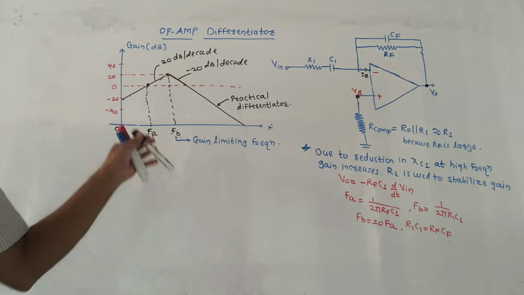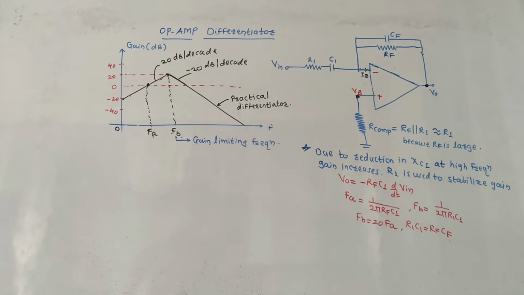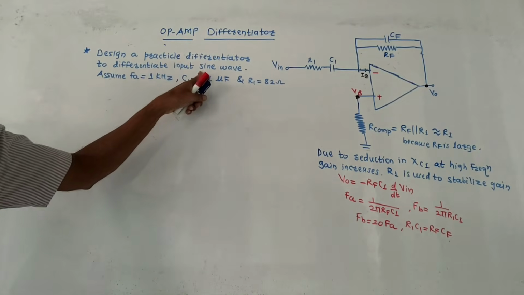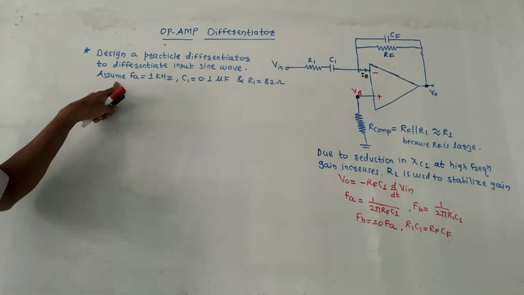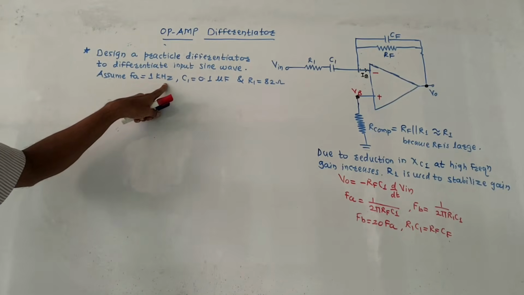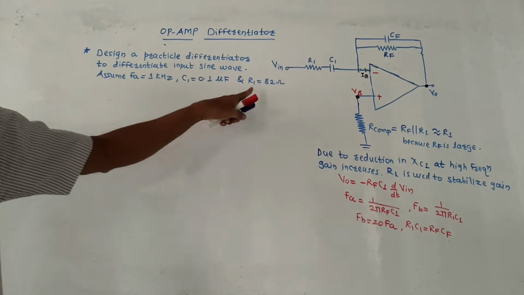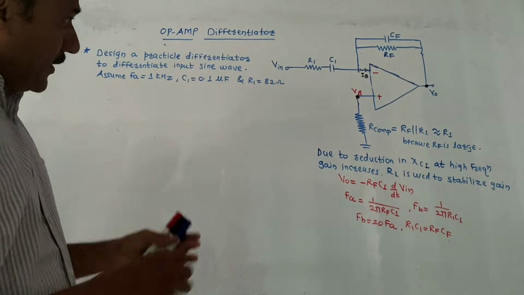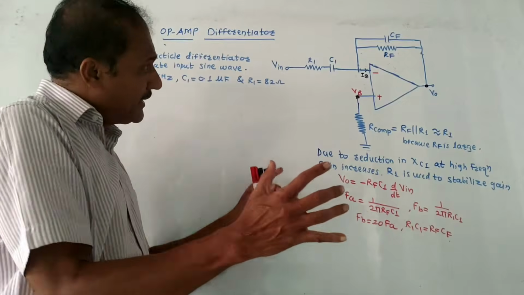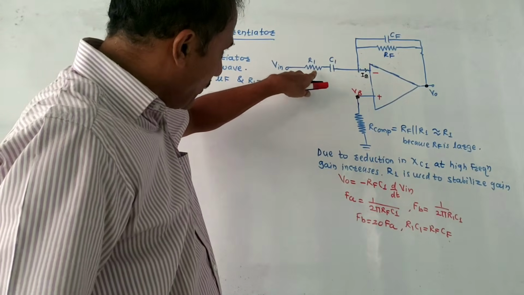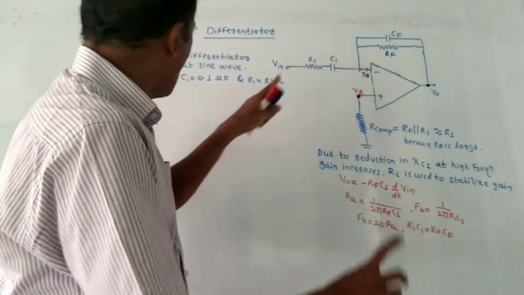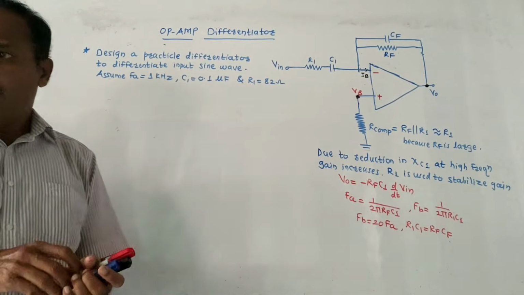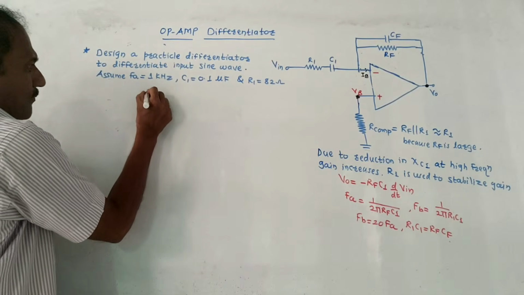Let us solve the numerical to get an idea of this designing. Design a practical differentiator to differentiate an input sine wave signal. Assume FA is 1 kilohertz, C1 is 0.1 microfarad, R1 is 82 ohms. These are the given values. Now to design the practical differentiator means we have to calculate values of R1, C1, RF, CF. Out of this, R1 and C1 are given and frequency FA is given. Let us start the designing by the equation of FA.